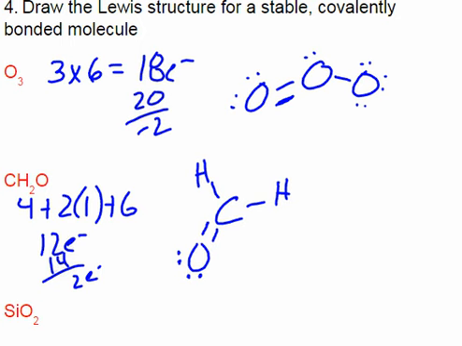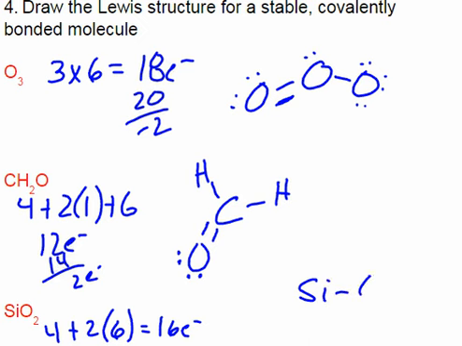And then SiO2, is silicon got 4? Yeah, because it's in carbon's family. Oxygen each have 6, so 12, 16 electrons. I put Si in the middle, attach the oxygen, fill up the octet rule for each one. And with this one, I end up with 2, 4, 6, 8, 10, 12, 14, 16, 18, 20. So now that you're short 4 electrons, what does that tell you?